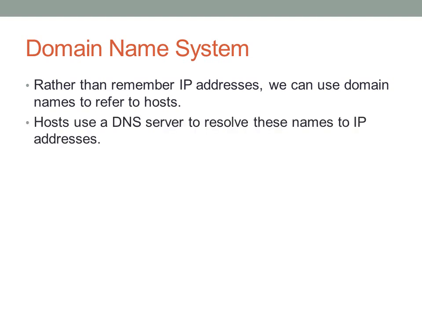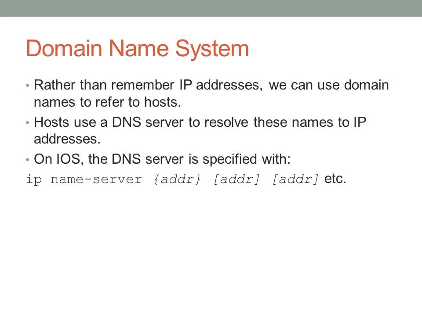And hosts usually will use a DNS server, and they will send a request to the DNS server saying what IP address is this name associated with, and that server will reply with a DNS resolution that resolves the name to an IP address, and then the host can process traffic normally from there. On IOS, we can actually configure name servers using the ip name-server command, and as you can see, we can, if we want to, list more than one possible name server.